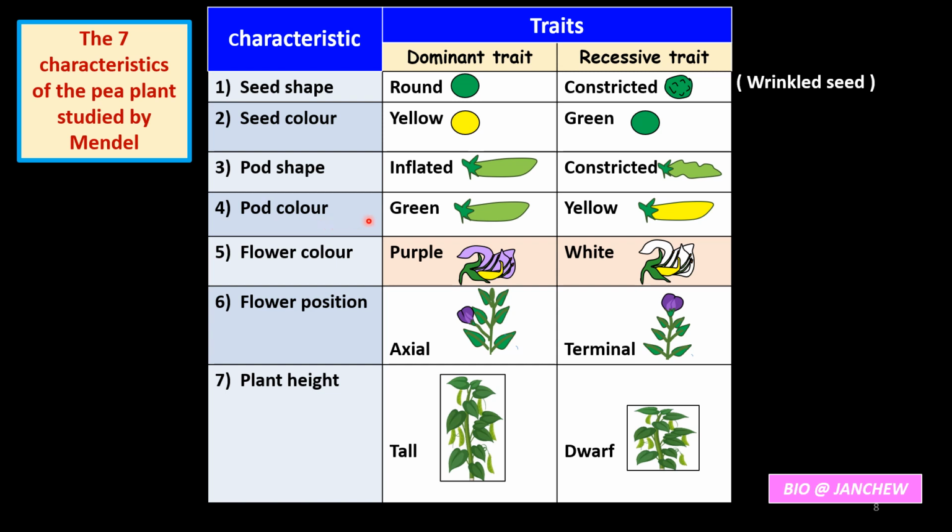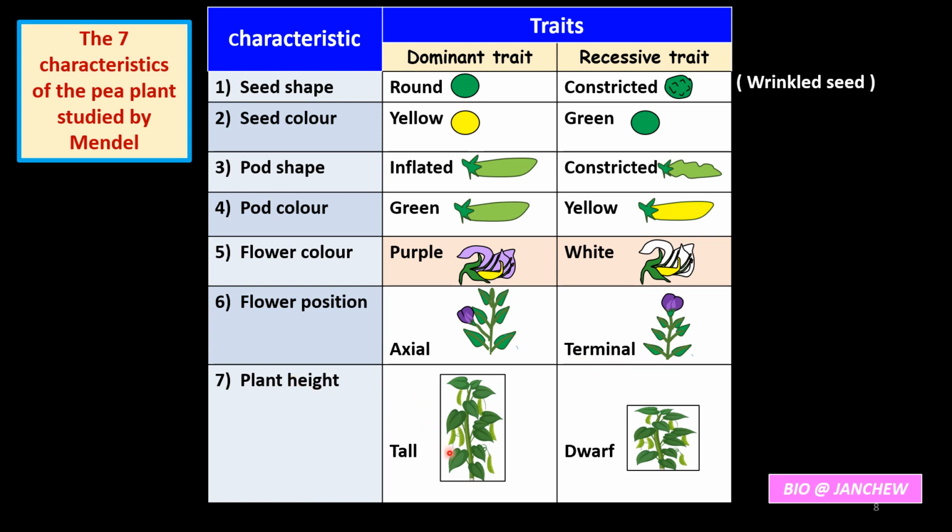Number 4, pod color. Some plants produce green pods and some plants produce yellow pods. Flower color. Some plants have purple flowers while others have white flowers. For flower position, some plants produce flowers in the axial position. Axial position means that the flower grows from the middle of the stem and not from the top of the stem. If it grows from the top of the stem, it's called the terminal position of the flower. Lastly is the plant height.